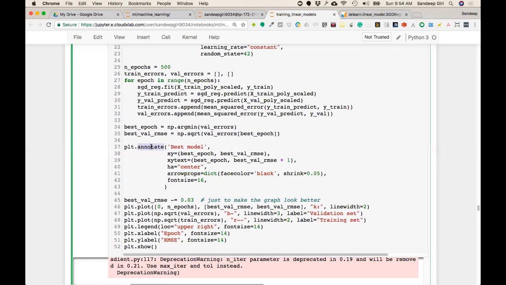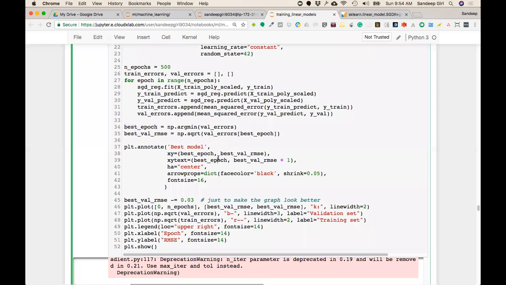Iteration is same as epoch. All right, so best epoch, best index, as in best instance or best instant. Epoch is generally referred to as instant in most of the communication.